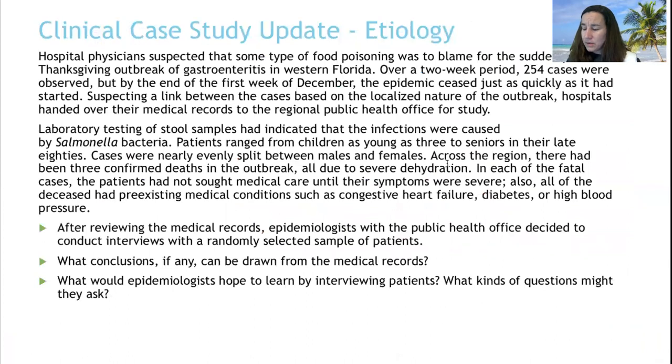Okay, so let's check and see about all the people that are sick with food poisoning, probably with their gastro symptoms. So some type of food poisoning. Sudden post-Thanksgiving outbreak. And in 2 weeks, they saw 254 cases. And then by the end of the first week of December, it ceased. So it was a very brief time frame with a huge spike. So we're having an epidemic of food poisoning.